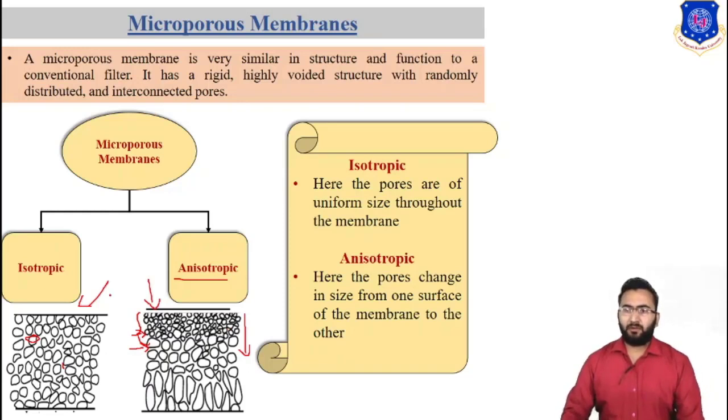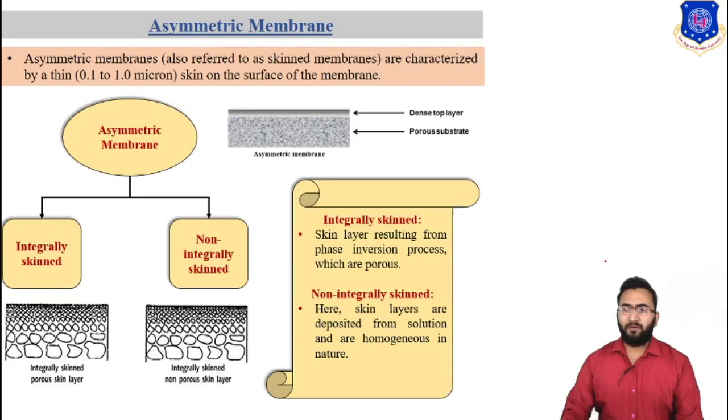Now let's discuss the second important membrane, which is the asymmetric membrane. Asymmetric membrane is probably the greatest breakthrough in membrane research and development. Asymmetric membrane, also referred to as a skin membrane, is characterized by a thin skin on the surface of the membrane. Pore size in an asymmetric membrane changes from 0.1 micron to 1.0 micron. The layer under the skin may consist of voids which serve to support the skin layer.